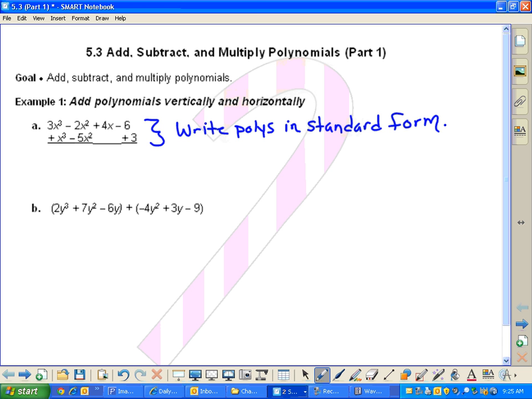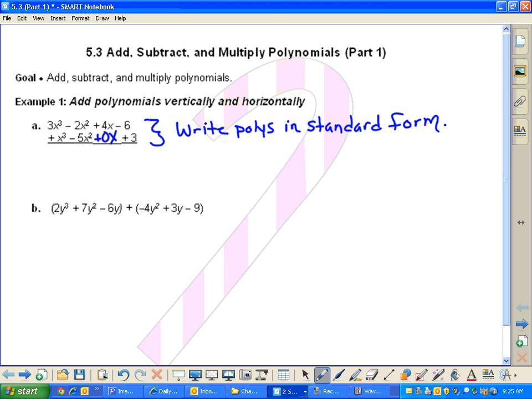And then I look in the bottom here, I have 1x cubed, and then 3, 2, there's no x's there, so some books will actually put in a placeholder there, 0 x's, and then add 3 to that. You could also just leave a space. Notice this puts like term under like term. So now I can just add.